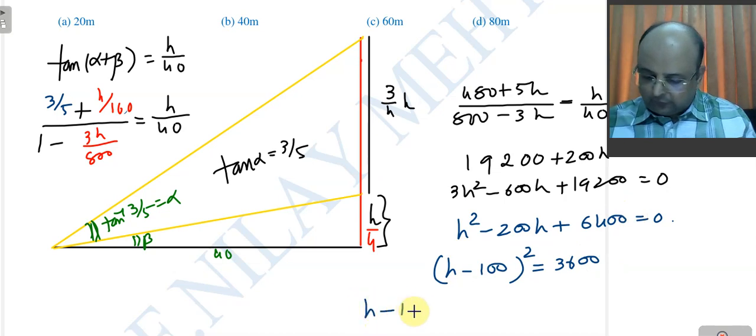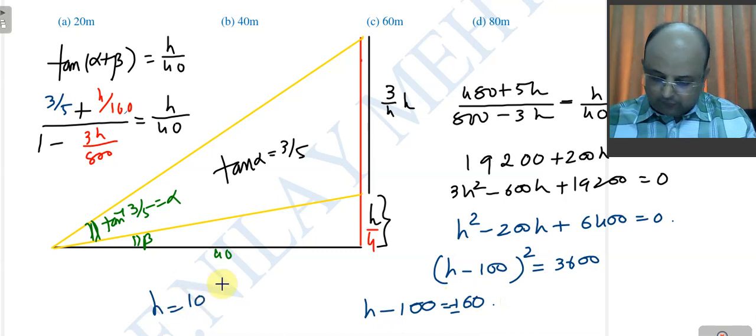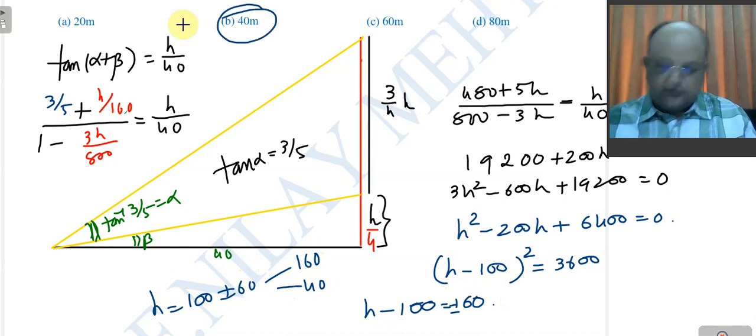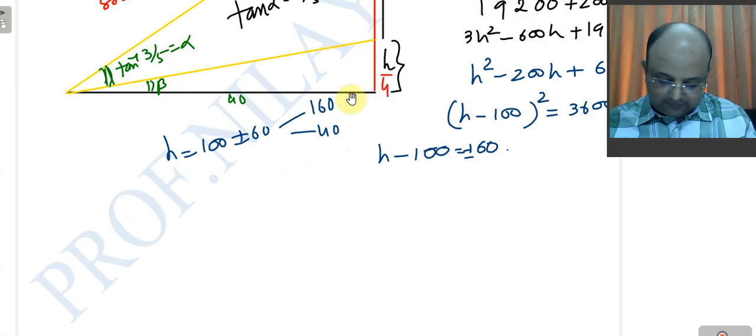I take square root. H minus 100 will be 60 plus or minus 60, of course. So your H equals to 100 plus or minus 60. So either it is 160 or it is 40. Fortunately 40 is there, so we are okay. Thank God. So that was your question.